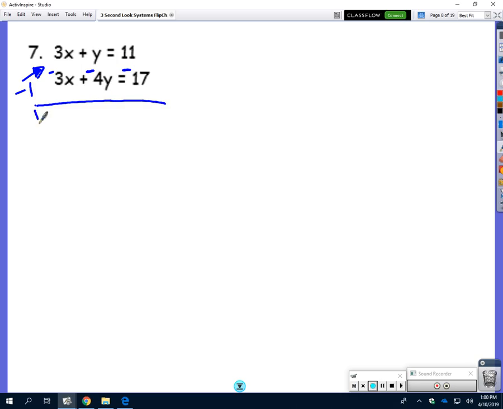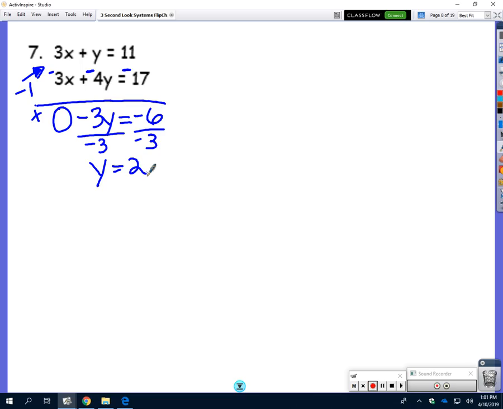And then I'm going to add going down. So the x's eliminate. They become 0. Y plus a negative 4y is a negative 3y. And 11 minus 17 is a negative 6. Divide by negative 3. Y equals 2.